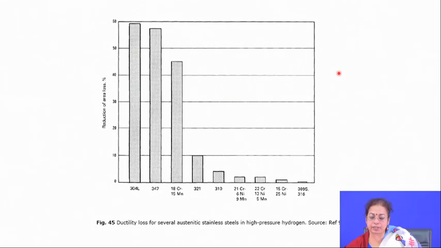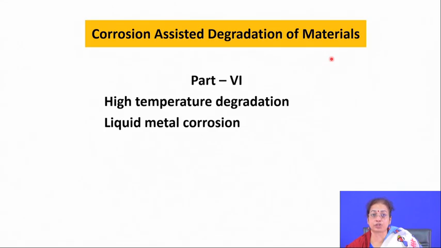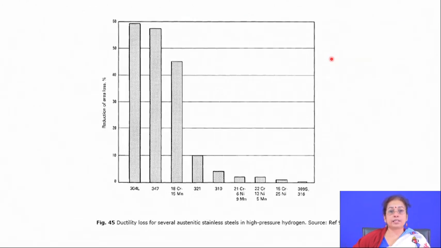You will find ductility loss of several austenitic stainless steels in high pressure hydrogen. Ductility actually reduces from 50% to as low as 0.1%. So, you have to be careful when there is hydrogen in the environment because it can cause loss of ductility to a large extent. Hydrogen can also assist the stress corrosion cracking phenomenon. If you are interested in getting rid of this problem, you have to use proper materials and you have to get rid of hydrogen in the environment. There are several inhibitors available which take away the hydrogen from the environment.